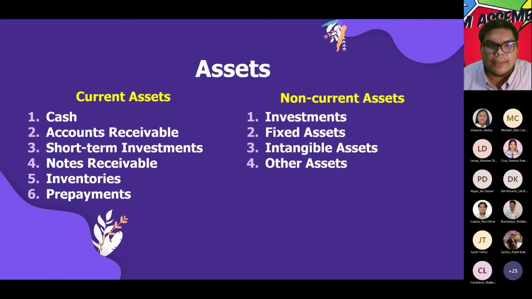Let's see. How about the short-term investments? Does someone have an answer for that? Does Membrano? Yes, po. What is the definition? Debt owed to a company by its customer. Okay. I heard the partial answer, so no problem.